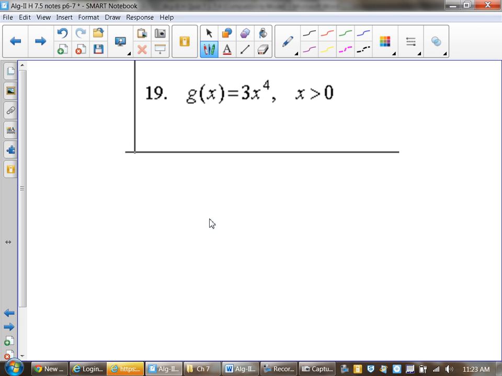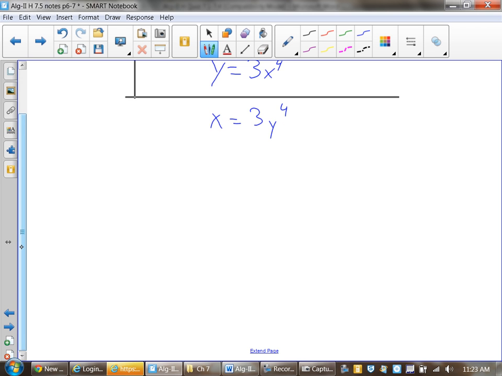Here was a find the inverse problem. When you have a find the inverse problem, you're flip-flopping your x's and y's. So it's y equals 3x to the 4th. Then it's telling you to flip-flop them. X equals 3y to the 4th. Now you have to resolve that for y. When you do that, divide by 3. And then you have to take the 4th root.